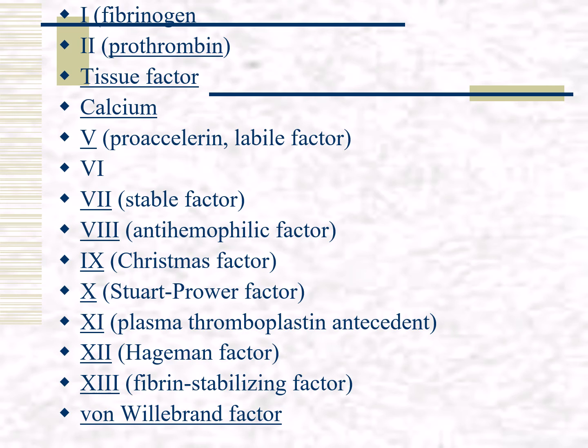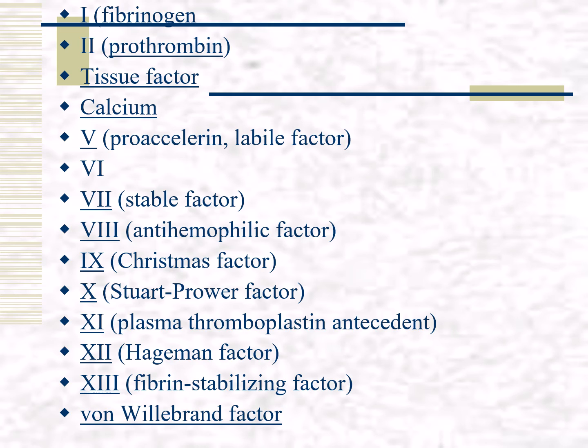Then clotting factor number 4, calcium. So it exists in the form of ions. Clotting factor number 5 is proaccelerin or labile factor. There is no clotting factor number 6 because it is the same as one of the other factors. Then 7, clotting factor 7 is also called the stable factor.